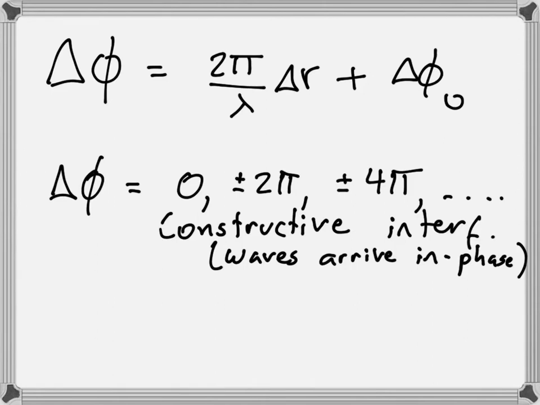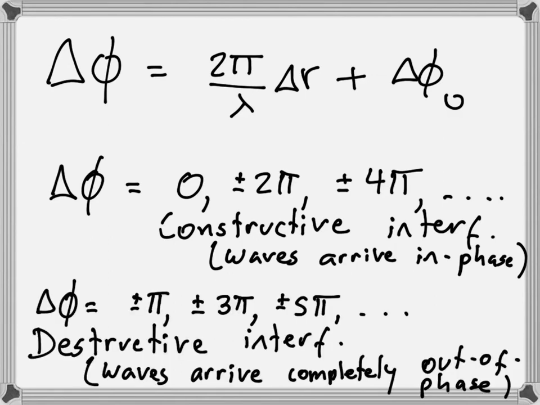And if we calculate the difference in phase and we find that it is 0, plus or minus 2 pi, plus or minus 4 pi, etc., we say that the waves are going to interfere constructively, that the waves arrive in phase, doing the same thing. But if delta phi is an odd multiple of pi, then we say that the two waves are going to have destructive interference, and that the waves arrive completely out of phase. When one wave goes up, the other one goes down.